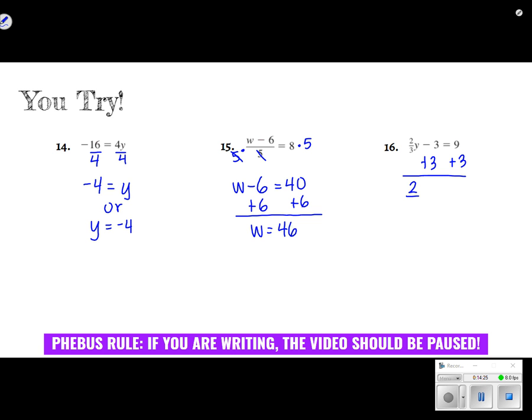All right, 16, the opposite of subtracting 3 is adding 3. We have 2/3 y is equal to 12. We're not going to divide by 2/3. We are going to multiply by the reciprocal on both sides. The reciprocal of 2/3 is 3 over 2. This 12 is over 1 if you want to write it. 3 times 2 is 6, over 6 is 1. They both cancel out. We get y equals, if you want to, you can simplify here, y equals 18. Or you could have 36 divided by 2, which is also 18.